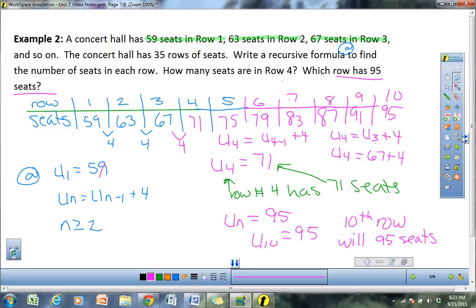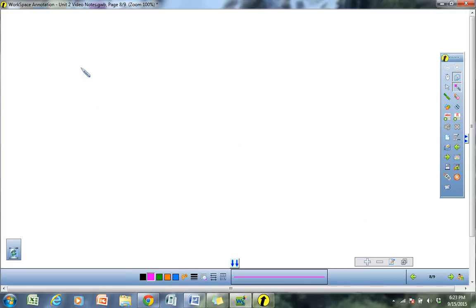Alright, before you go on to the second try this, I want to add one more problem to look at. Let's look at this sequence here: 200, 100, 50, and 25.